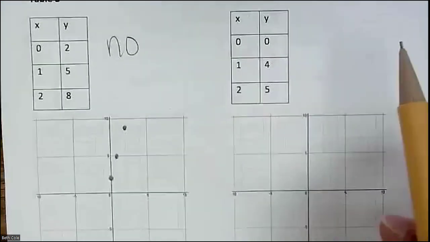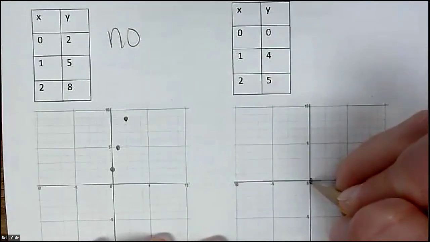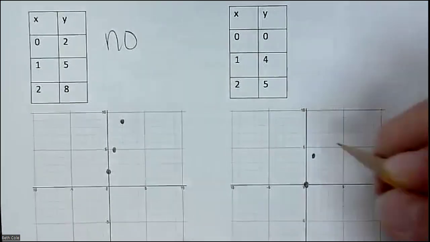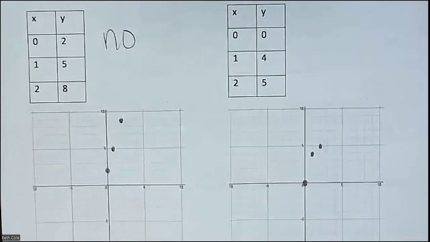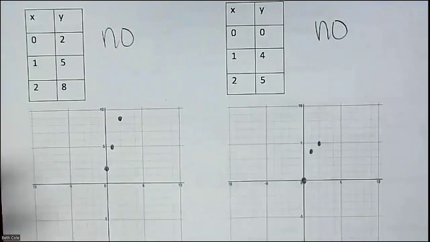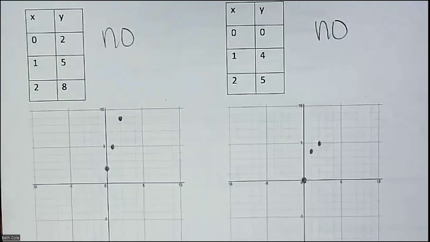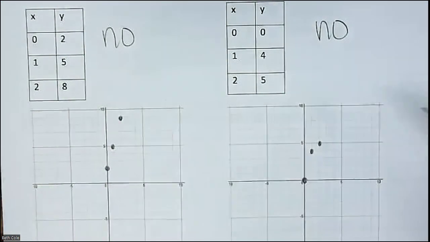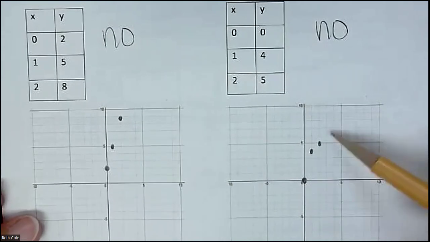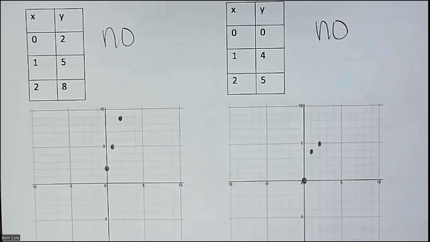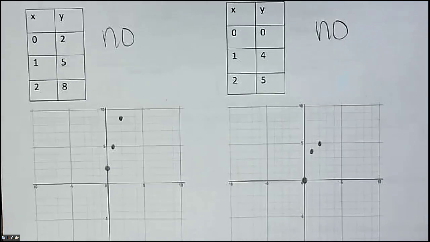All right, and then this one. 0, 0. Okay, so we're off to a good start. It's going to go through the origin. 1, 4. And then 2, 5. Why is the answer no? Because it's not a line. It's not a line. Perfect. This one goes through the origin, but it doesn't make a straight line. The earlier one will make a line, but it doesn't go through the origin. So it has to be a straight line and it has to go through the origin. Both of those things. Does that make sense?